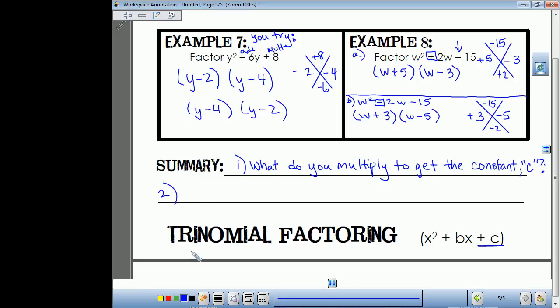And then the second thing is you ask yourself, what do you add to get the coefficient? That's another math term, coefficient. It just means the number that's multiplied in front of the variable. What do you add to get the coefficient of x? And in this form, it's represented by the letter b. And that's how you factor. Okay, questions about that?